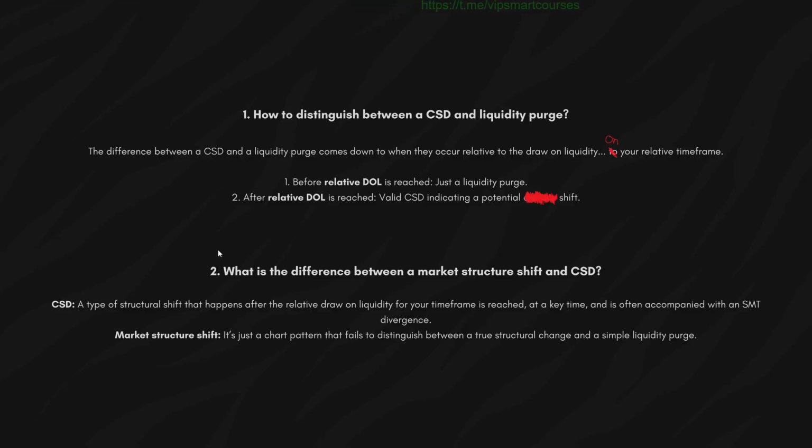Now, the second question is, how to distinguish between a regular market structure shift and a valid CSD? A CSD is a type of structural shift that happens after the relative drawn liquidity for your time frame is reached at a key time, and it is often coupled with an SMT divergence with a correlating asset. But a market structure shift is just a chart pattern that fails to distinguish between a true structural change and a simple liquidity purge. Okay.